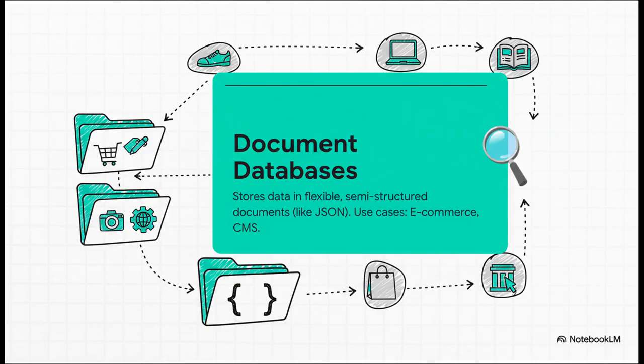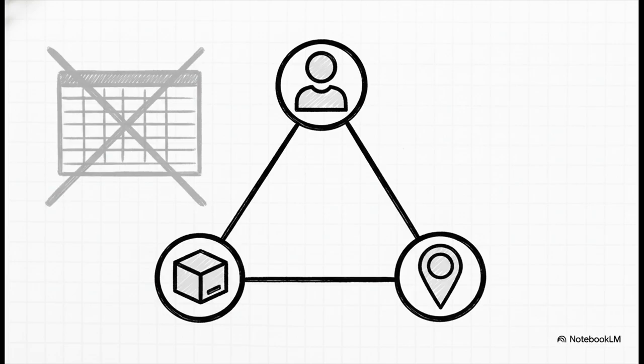Now, I want you to imagine that each record isn't a row in a table, but its own self-contained folder. And inside that folder is all the data it needs stored in a super flexible format, like JSON, which is really just a simple way to organize data with text. This is fantastic for things like e-commerce product catalogs, where one product might have totally different features than another, or for content management systems.